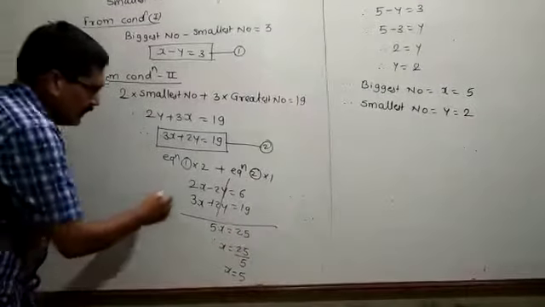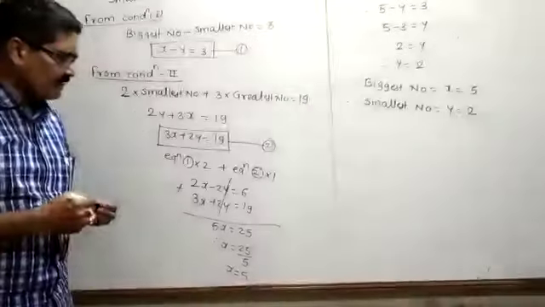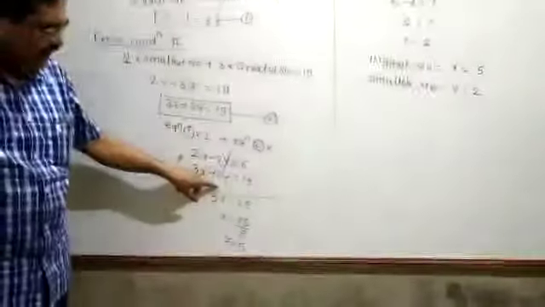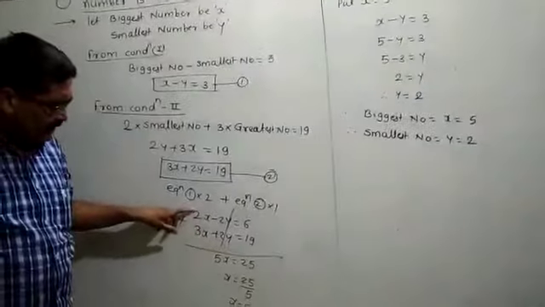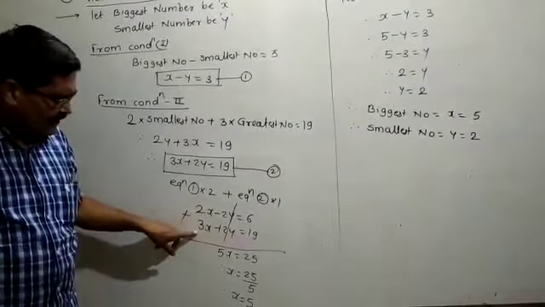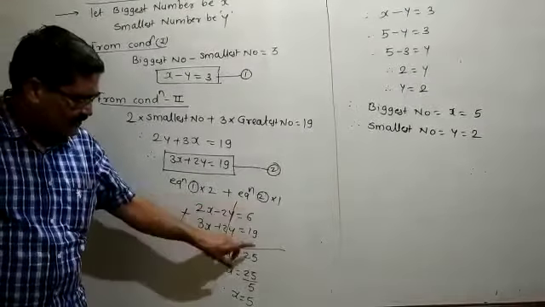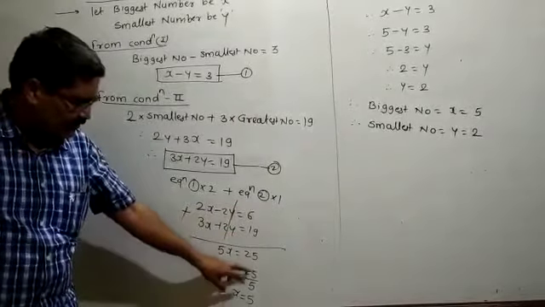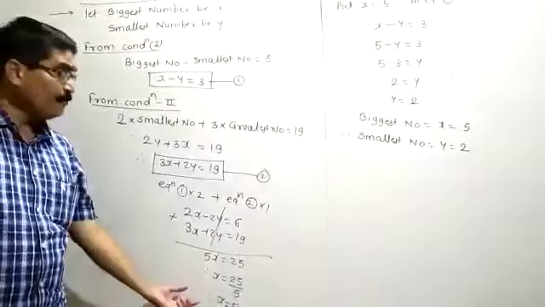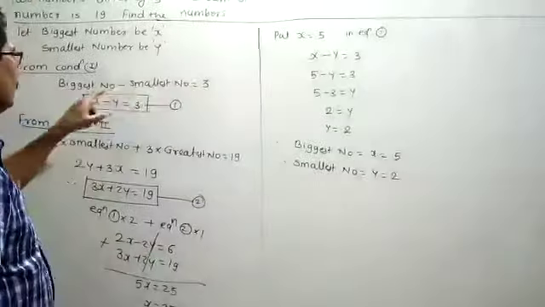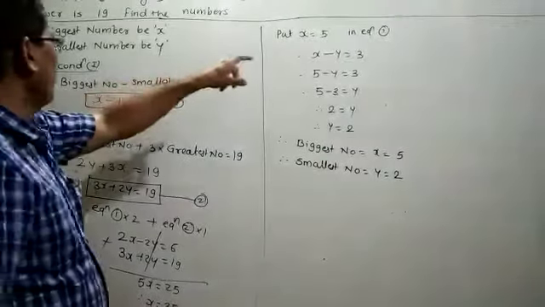When we add these equations, the same term has opposite signs, so you have to strike off 2y. Then 3x plus 2x is equal to 5x is equal to 6 plus 19 is equal to 25. x is equal to 25 upon 5, x is equal to 5. You have to put this x is equal to 5 in equation 1.